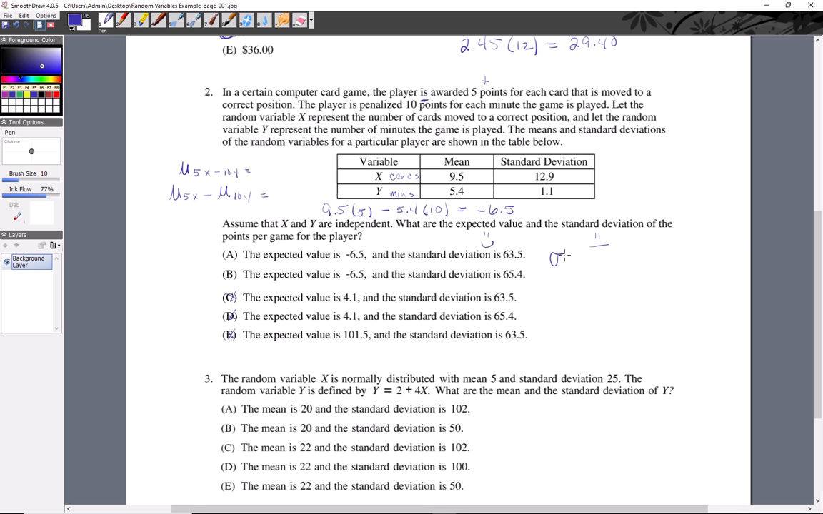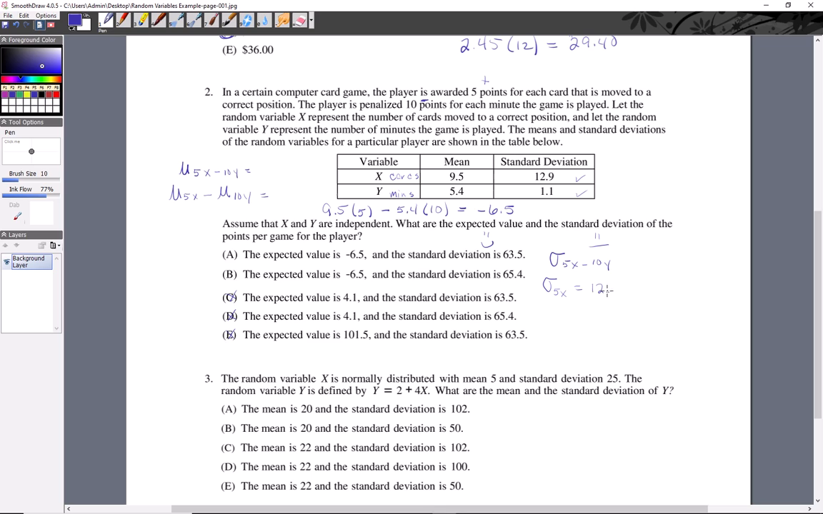So we need sigma of 5X minus 10Y, okay? So we're going to have to change the original standard deviations into, instead of cards and minutes, points. And then the minus can never be a minus when we combine these things because spread always adds, all right? In order to get this right, because I did it a few times and it just seemed to get crazy when I tried to do it all at once, I went ahead and did just the standard deviation of 5X. And that's your original standard deviation times 5, right?